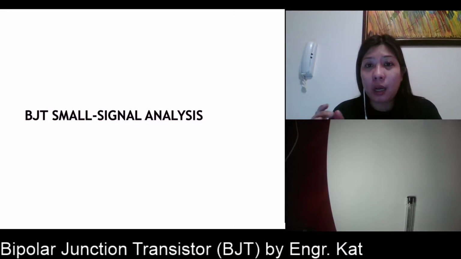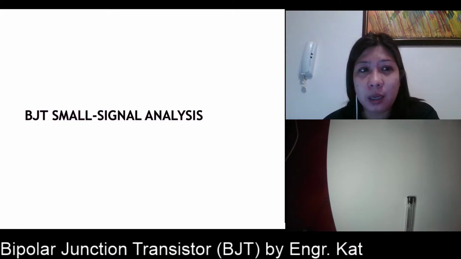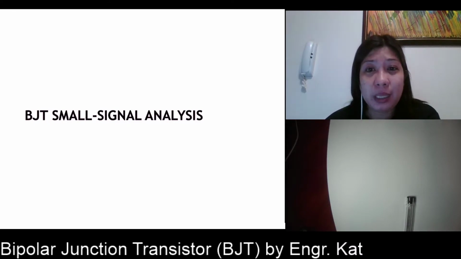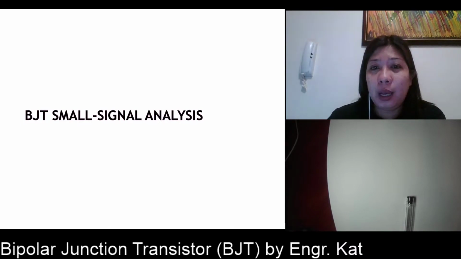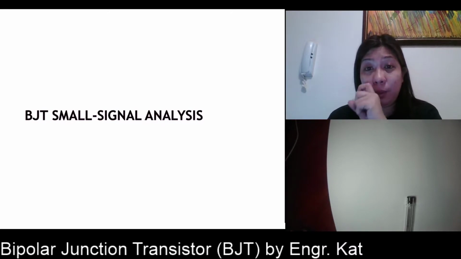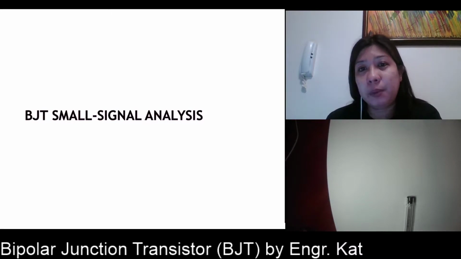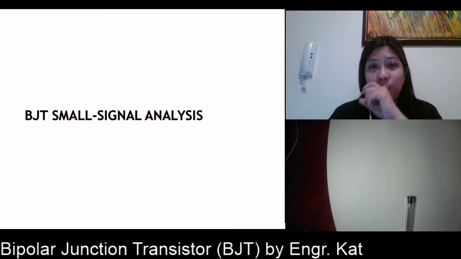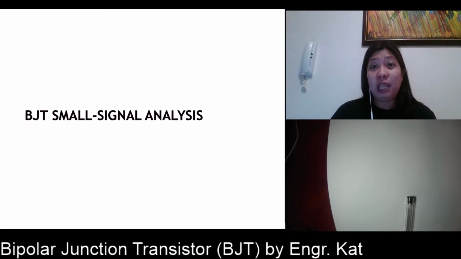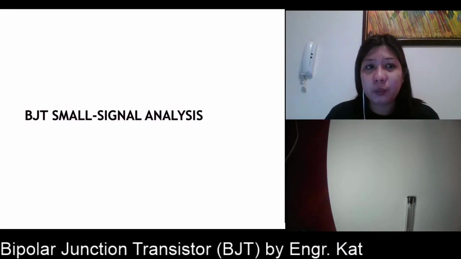Let us continue with our discussion with AC analysis for BJT small signal. Last time we have discussed the two types of models that we can use. So we can use the RE model or the hybrid model, although we have seen the relationship between the two, so they are just almost the same. They just differ in the names of the parameters.